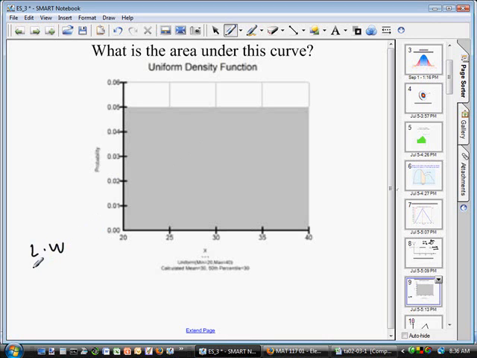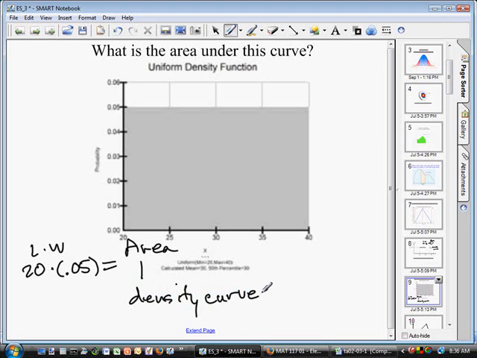So length, width, area is 1, so this is a density curve again. Therefore, you guys seen that symbolism before? A little triple dot like that in a triangle form is a shortcut in mathematics of saying therefore. Therefore, this is a density curve.